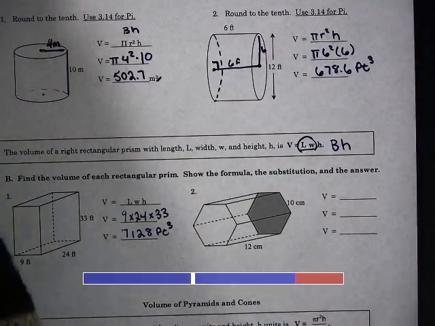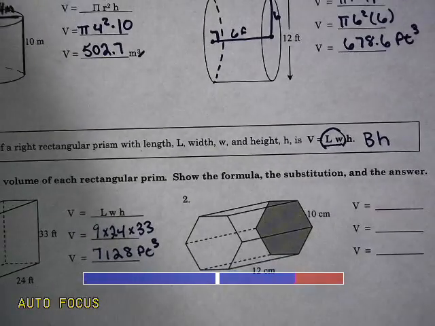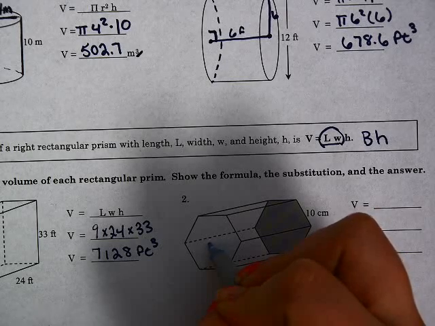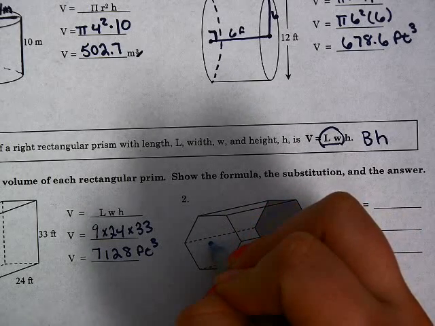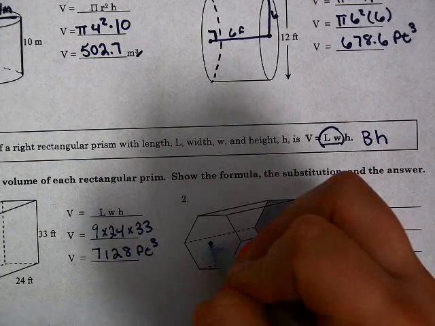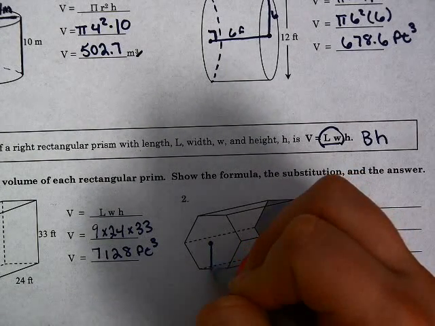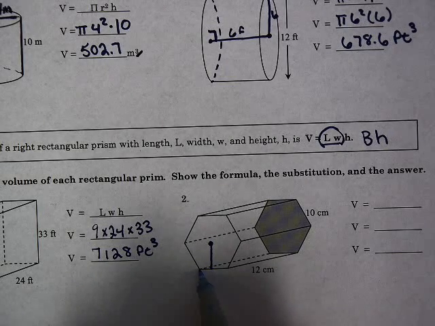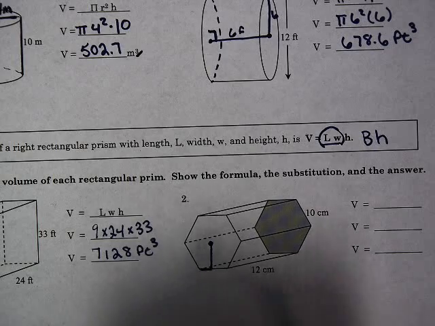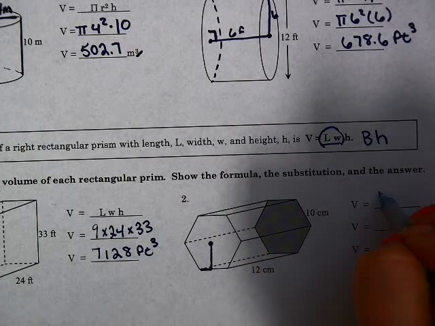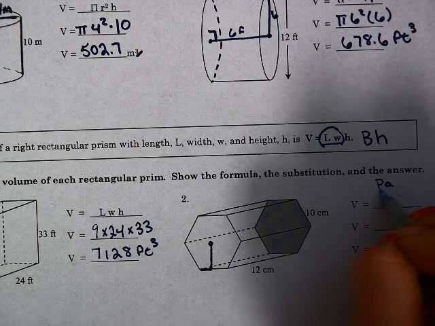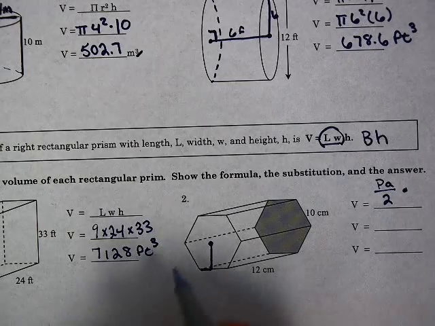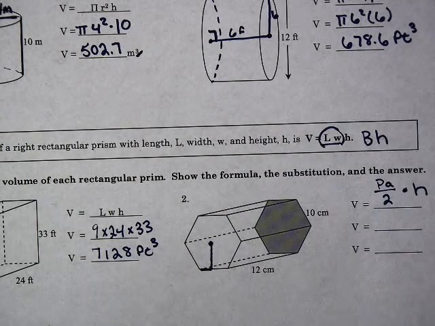I'm going to zoom in on it to where we can see everything that's happening in it. To find the area of our base, remember, we have to know our apothem, and we have to know our side. Because remember, the area of our base is our perimeter times our apothem divided by 2, and then our formula for volume, we would multiply that by our height.